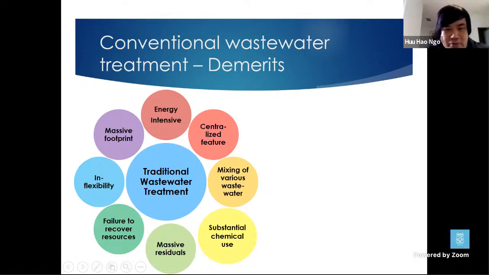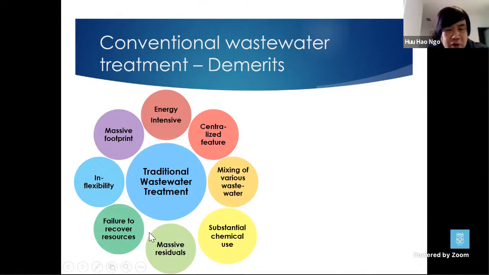And then the massive residual, the sludge production is unbelievable. And then we spend a lot of money just to treat the sludge. Because as you know, we spend only 50% of the cost to treat the wastewater, and we need to spend another 50% to treat the sludge, but sometimes it's more than that. In fact, maybe 60% for sludge, and wastewater only 40%.